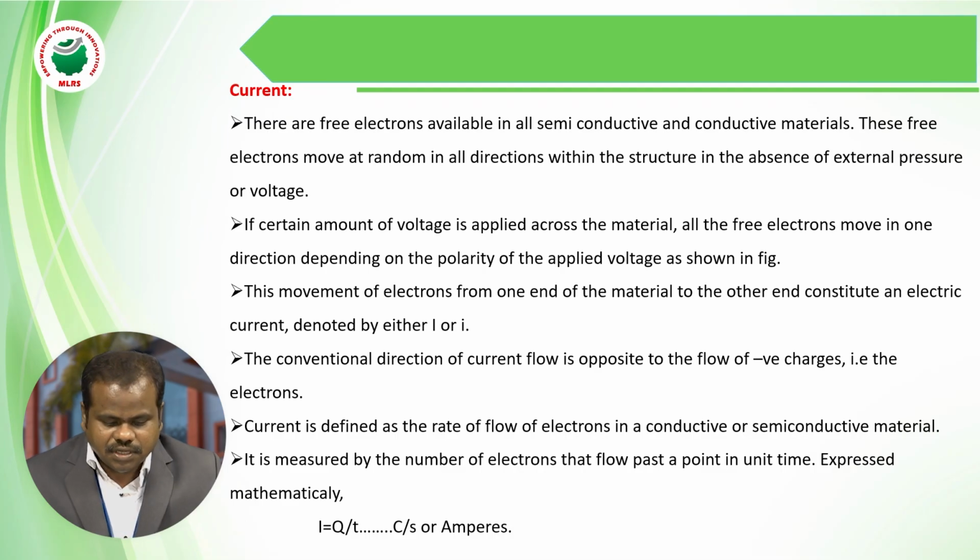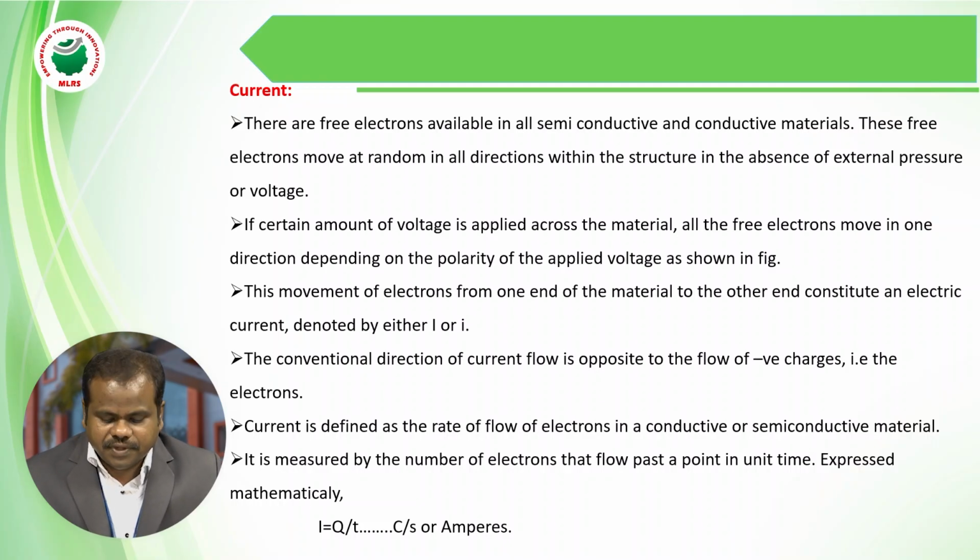Next definition, current. As usual in the atomic structure, if I consider any atom, there are free electrons available in all semiconductive and conductive materials. These free electrons move at random in all directions within the structure in the absence of external pressure, that is voltage. If a certain amount of voltage is applied across the material, all the free electrons move in one direction depending on the polarity of the applied voltage.